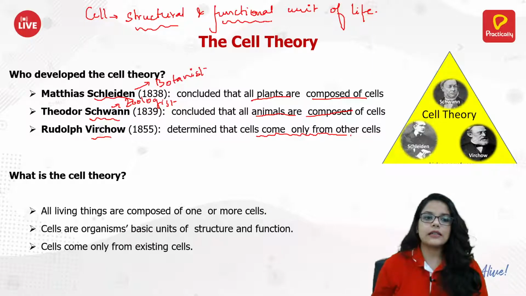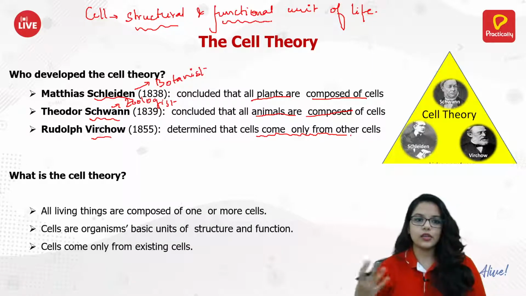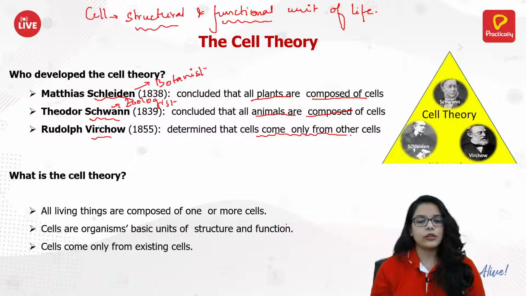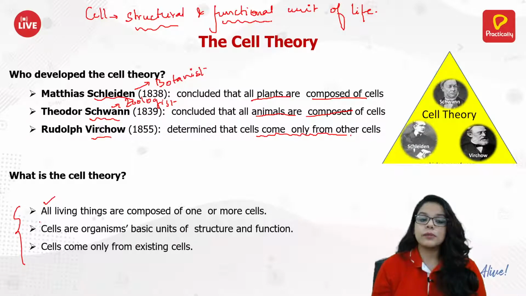Together, the cell theory was basically given by Schleiden and Schwann, that is Matthias Schleiden and Theodor Schwann. Then Rudolf Virchow gave a little bit of his own ideas. There is also a modern cell theory, but the first version of cell theory was summed up in these three points. The first is that all living things are composed of one or more cells. Cells are the organism's basic unit of structure and function, and cells only come from existing cells. These are the three points of cell theory.